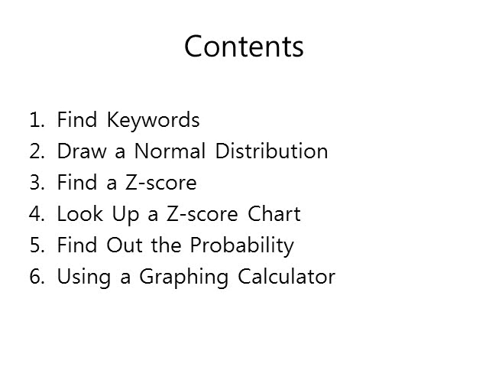Many of us are reluctant to do word problems. However, when following these steps, you'll find word problems simpler. First, we'll find keywords from the problem and jot them down. Second, we'll draw a picture of our normal distribution. Third, find the z-score which matches the value. Then we'll look up the chart corresponding to the z-value. And then we can finally get the probability.